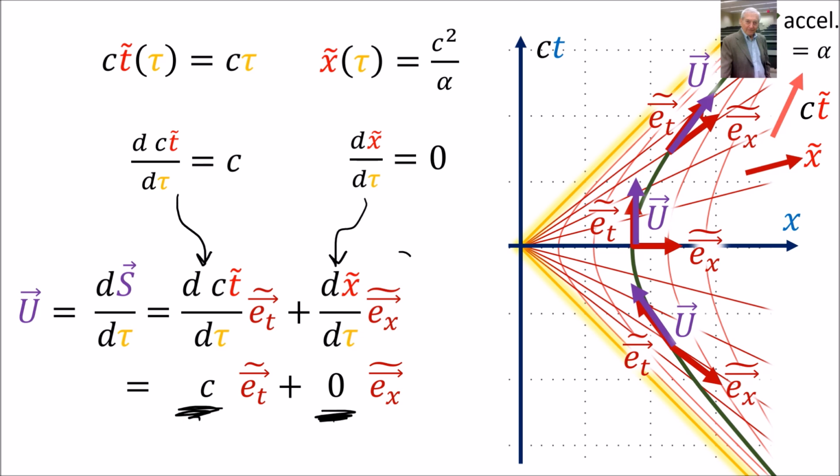However, this general formula for the four velocity will work for any world line that we can come up with that is parameterized in Rindler coordinates, not just this hyperbolic world line here.